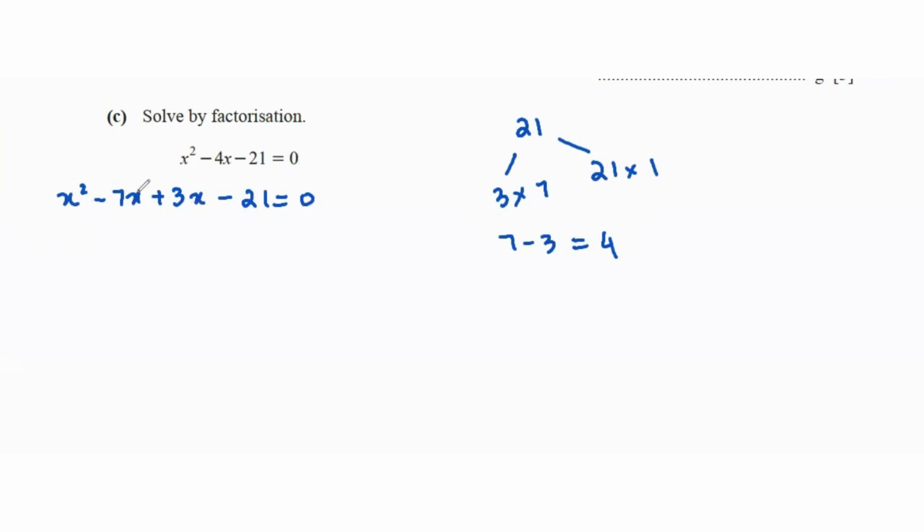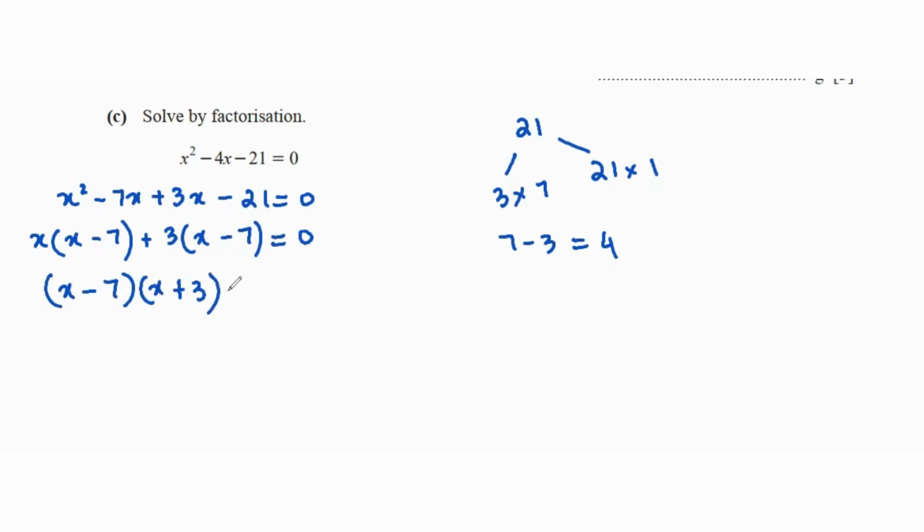Factor by grouping. Between the first two terms, we have x common, so x minus 7. Between the third and the fourth term, we have 3 common, so x minus 7 again. So x minus 7 times x plus 3. So x equals 7 and x equals negative 3.